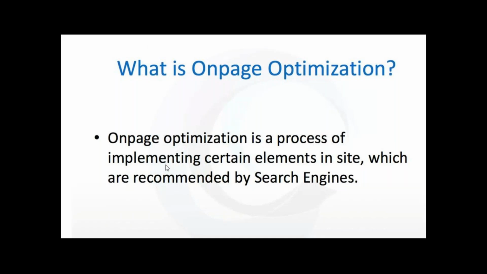So as I said, there are two types of process: on-page optimization and off-page. On-page optimization is a process of implementing certain elements in the site which are recommended by search engines. So, what are those?